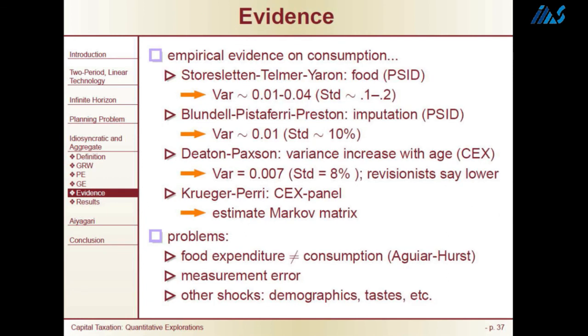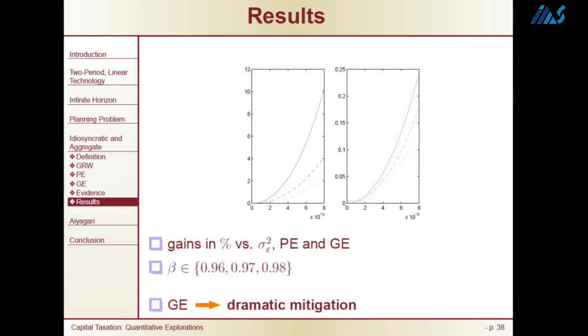And the transition is very easy to compute. So here, these are some studies that try to quantify the amount of consumption risk. And what we do is compute the efficiency gains for the whole range of empirical estimates that are out there. So this is our version of the range of empirical estimates for sigma square epsilon. And this is the efficiency gains. This is for the linear savings technology. This is for the concave savings technology.